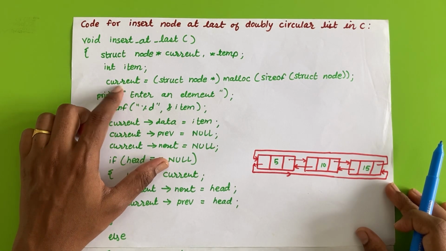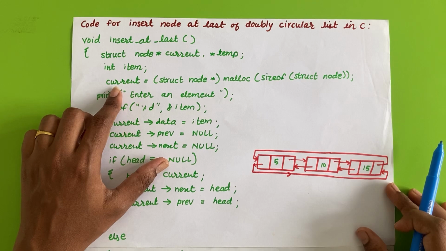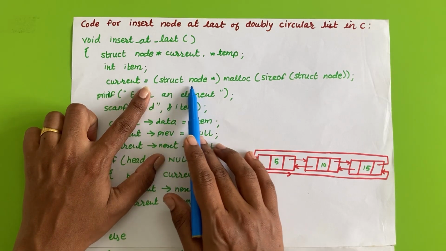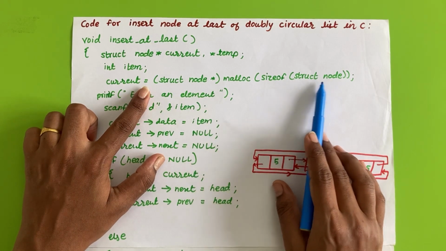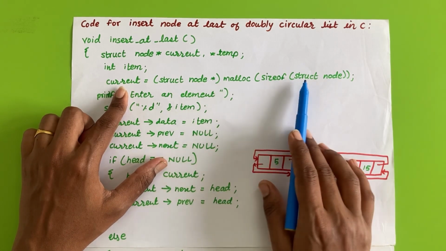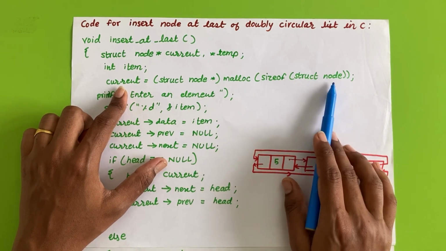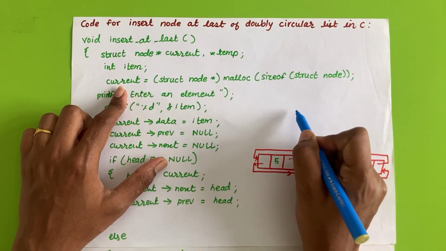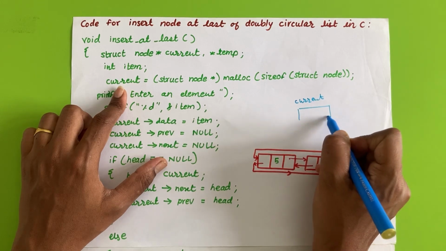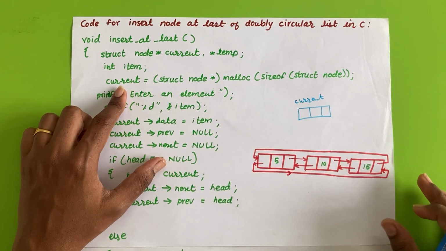First we have assigned memory to the node that we are going to insert in the linked list. So current is equal to struct node star malloc size of struct node. malloc is used to allocate memory to a node of the size mentioned as a parameter. Now we have created a blank node, that is current, and it contains three parts.